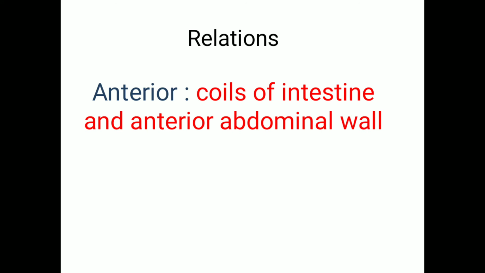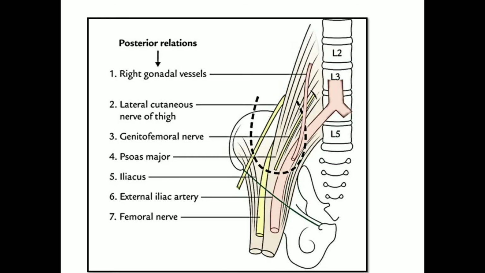Okay, so there is some relation of the caecum. Anteriorly, it is related to coils of intestine and the anterior abdominal wall. These are the anterior relations of it.